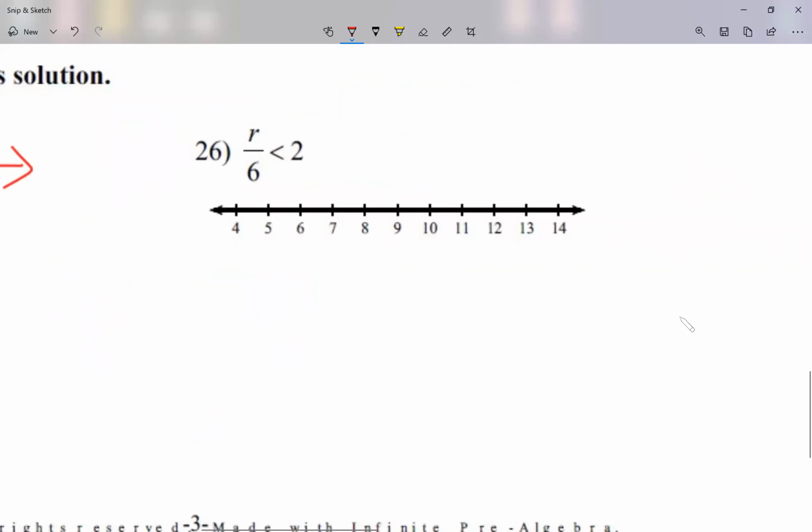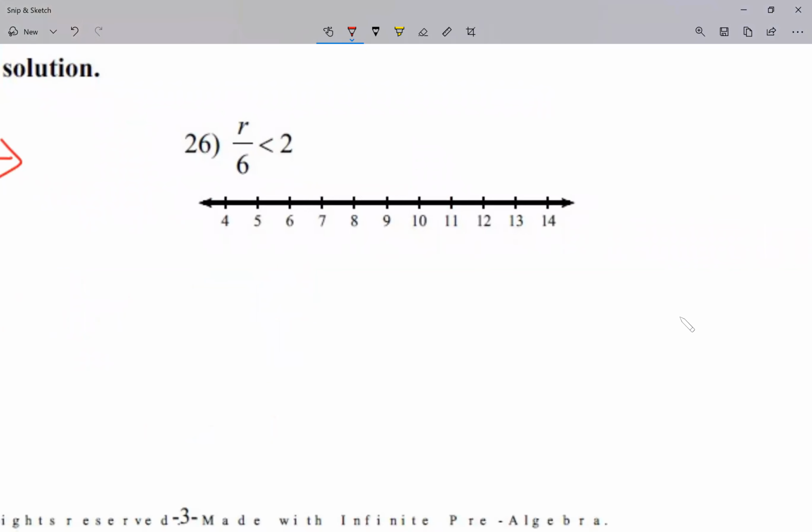Looking at number 26. The letter has to be on the left side. So I see my inequality. The letter is on the left side. So let me just write r over 6 less than 2. Not going to flip anything. The letter's on the left. R over 6 is basically R divided by 6.